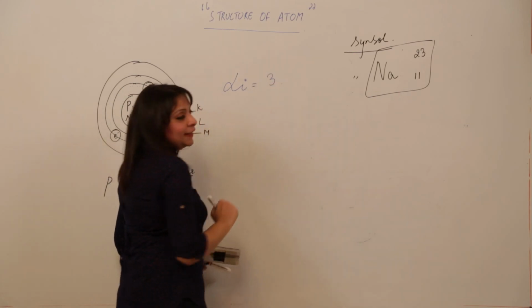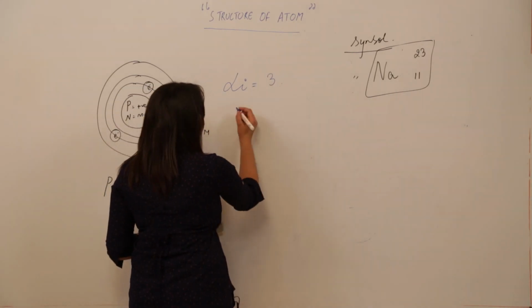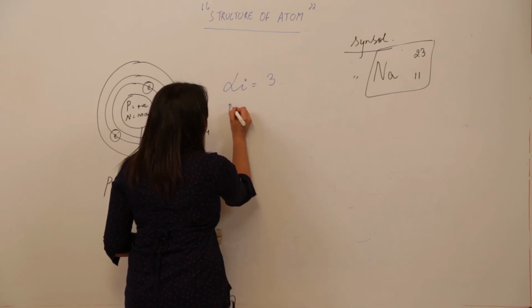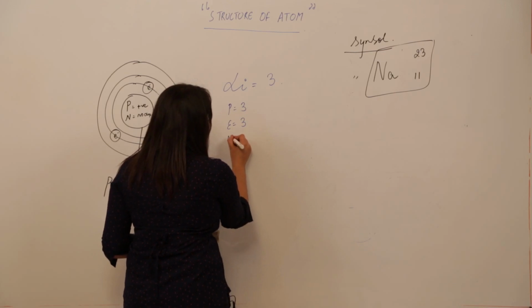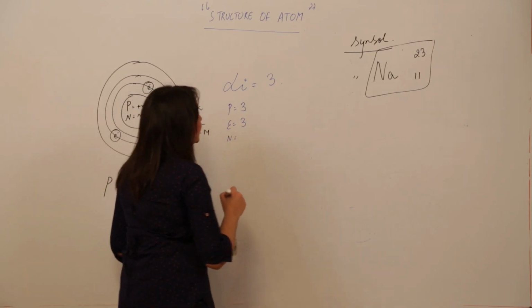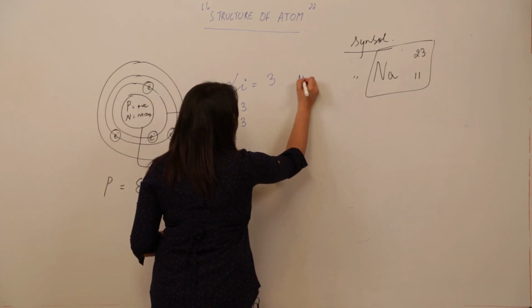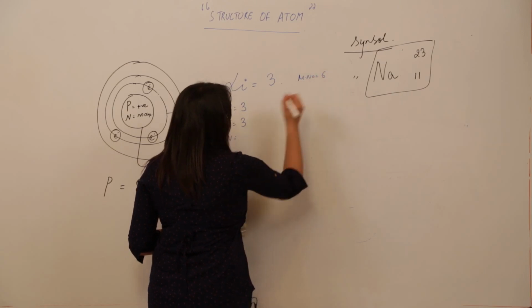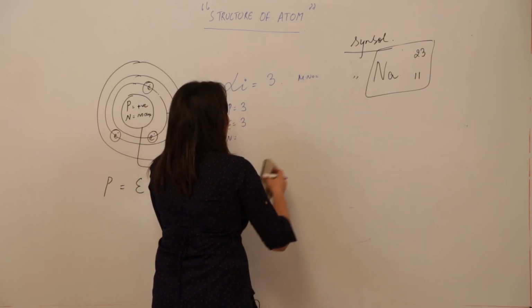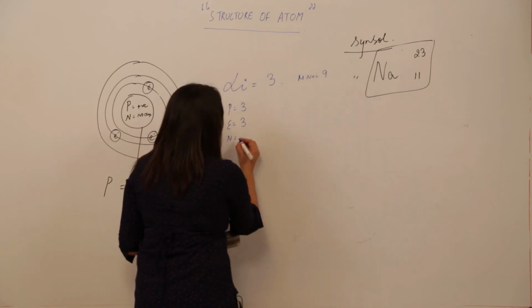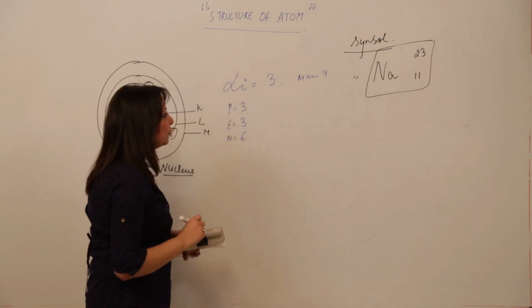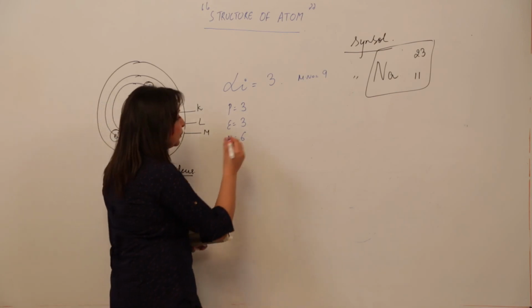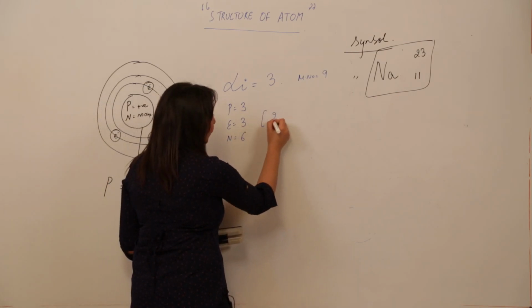See, lithium's atomic number is 3. So the number of protons is 3, the number of electrons is 3, and its mass number is 9. So how many neutrons does it have? 6, right. So now we will be making an atomic model for it. Before that we will write the electronic configuration.